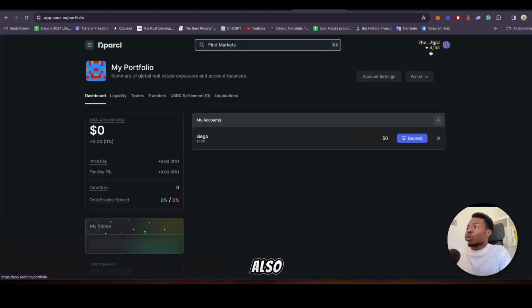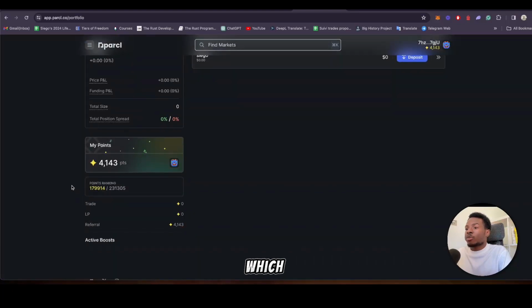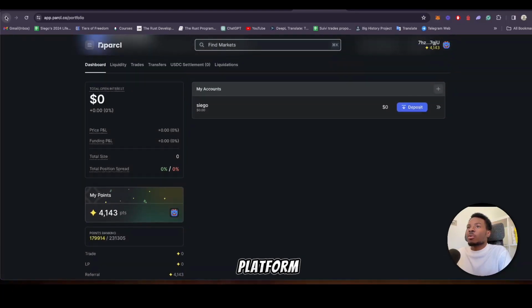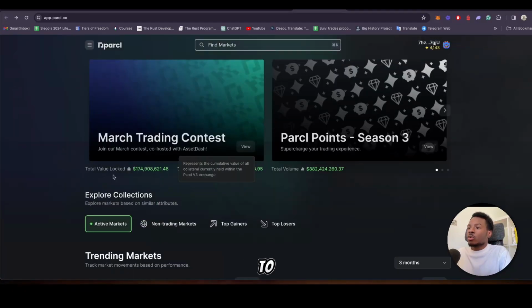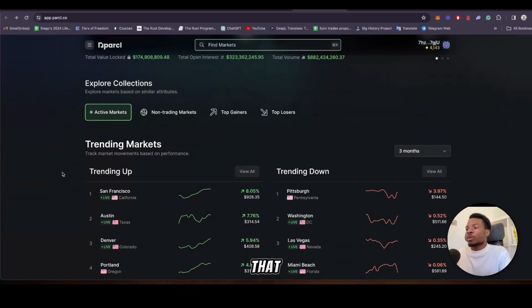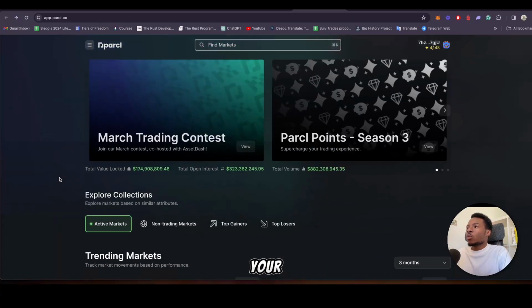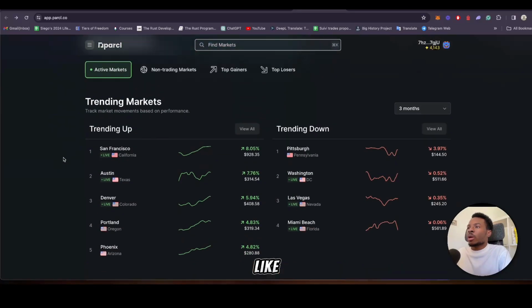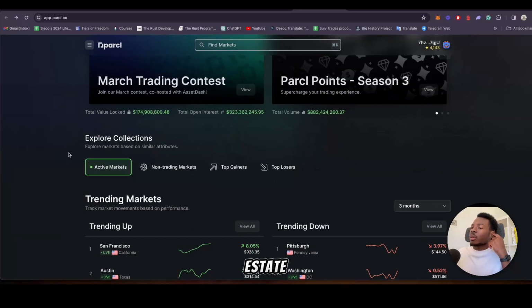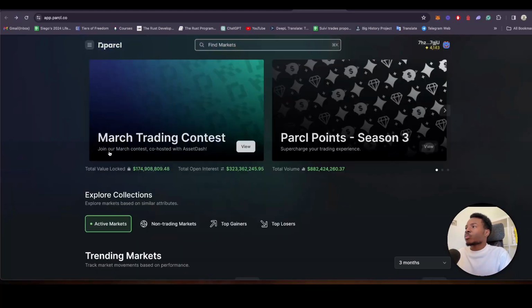And Parcl also currently offers a points program, which you can see here. If you use the platform right now, you can stand the chance to earn some points, which might convert into an airdrop in the future. So yeah, Parcl is one of those protocols where, instead of just holding your SOL, you can maybe deposit it here, or speculate on real estate on Parcl.